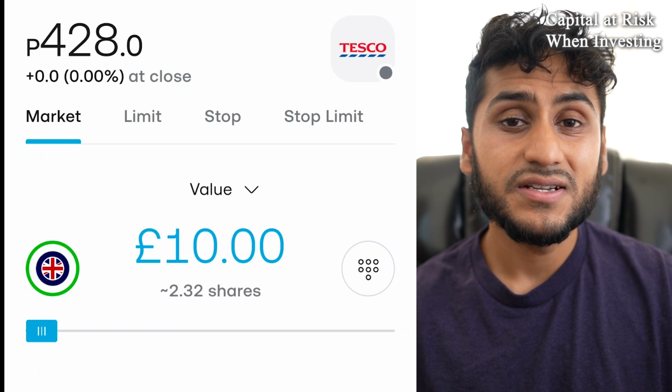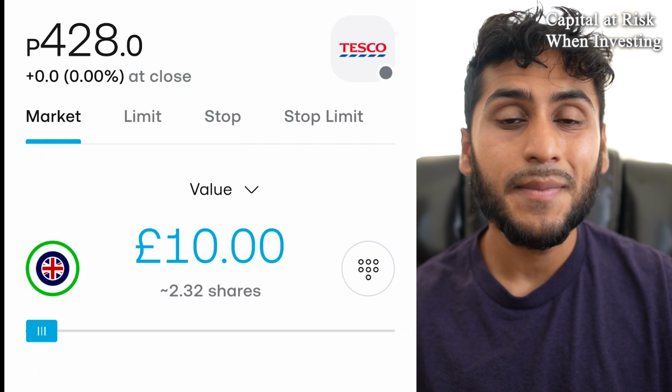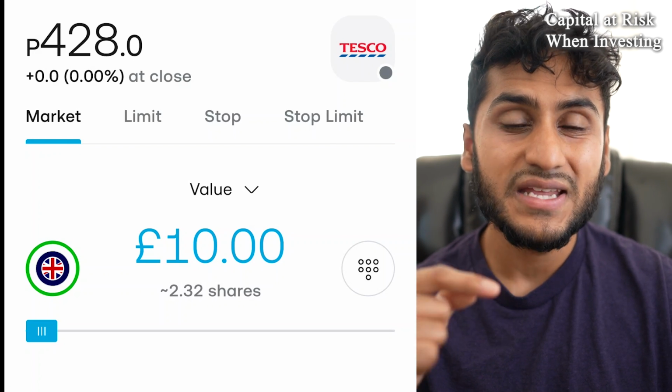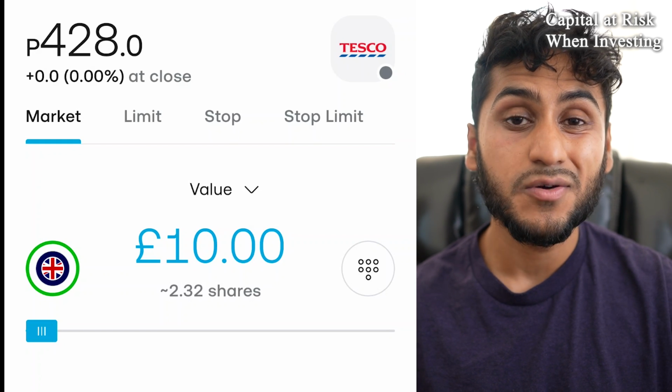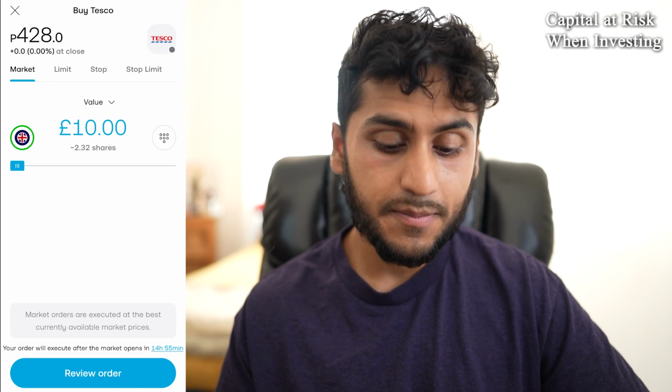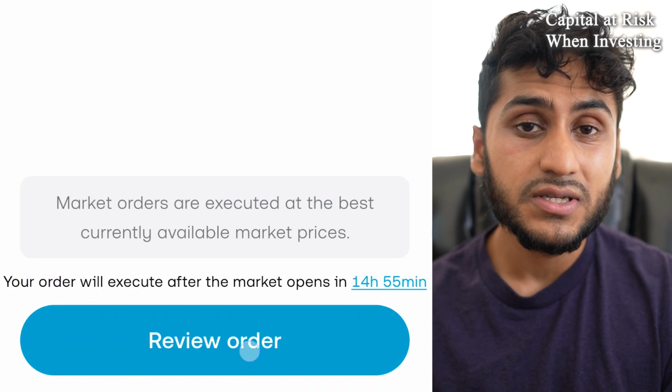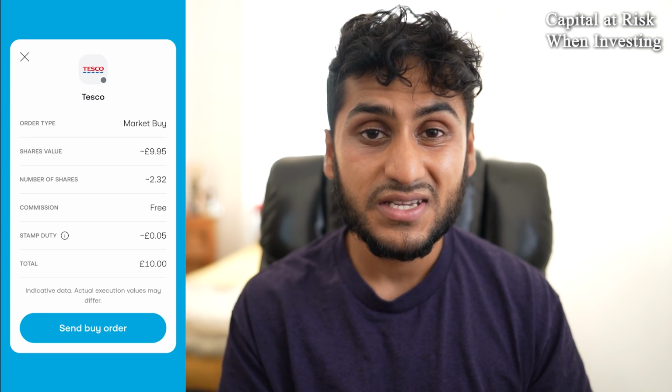People are buying shares at different prices depending on supply and demand. Now, because the prices are changing, you also have to realize that the amount of shares that you're going to get for that £10 is going to fluctuate as the stock price fluctuates. Now, if you are happy with £10, what you can do is press review order and then double check that you have made the right decision. For example, double check that you are spending £10.